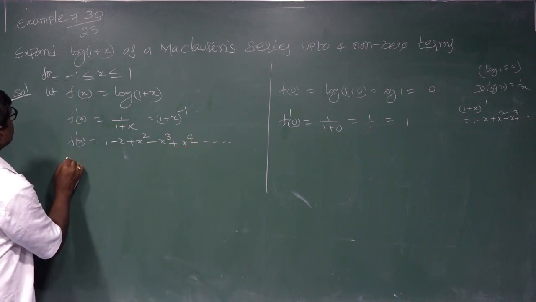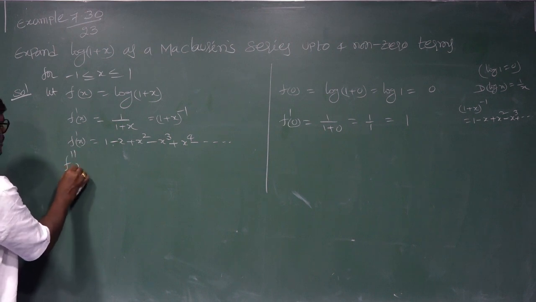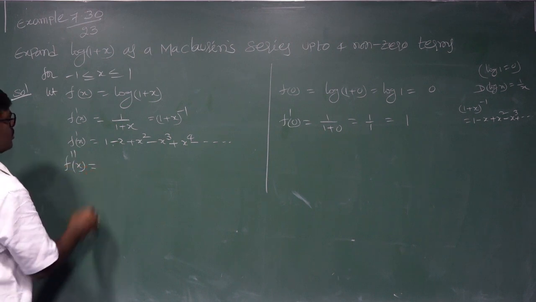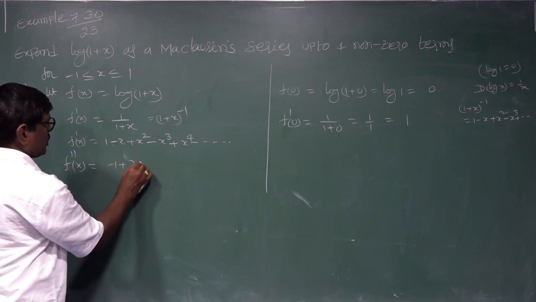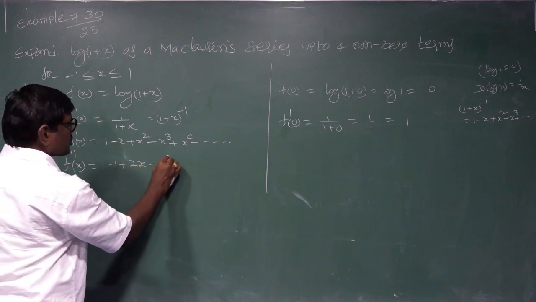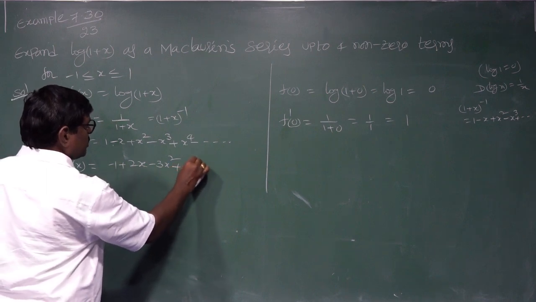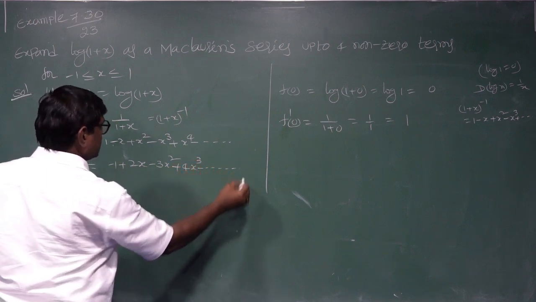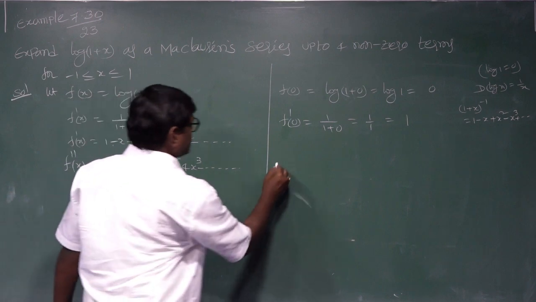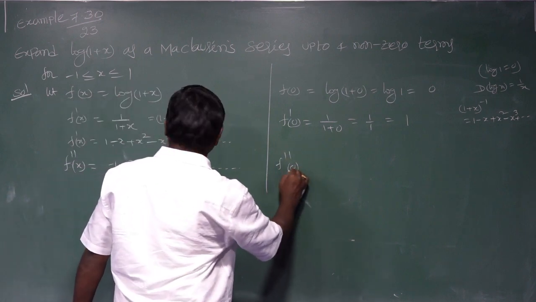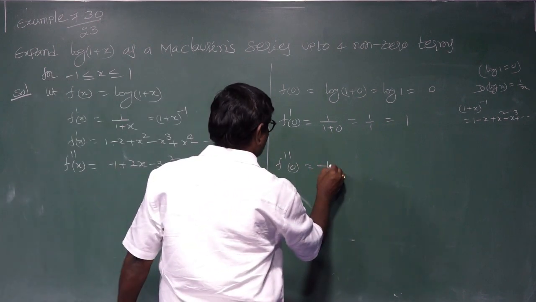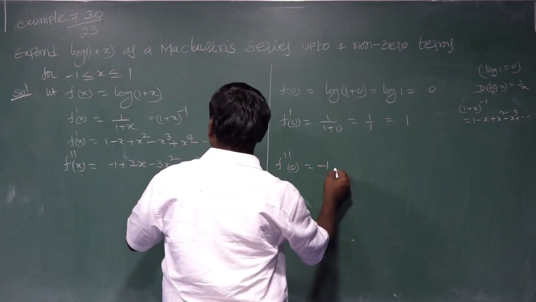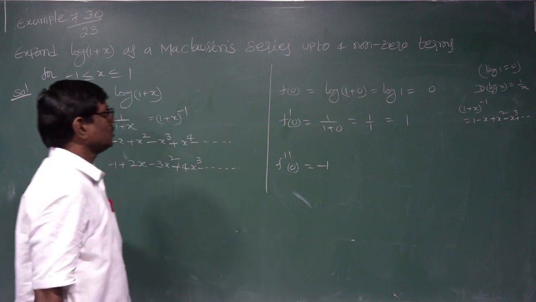This is f double dash x. The derivative of the constant is 0, the derivative is minus 1, then derivative 2x, then derivative 3x square, then 4x cube dash. So f double dash 0 equals minus 1, the remaining values are 0. This is f double dash equal to 0.